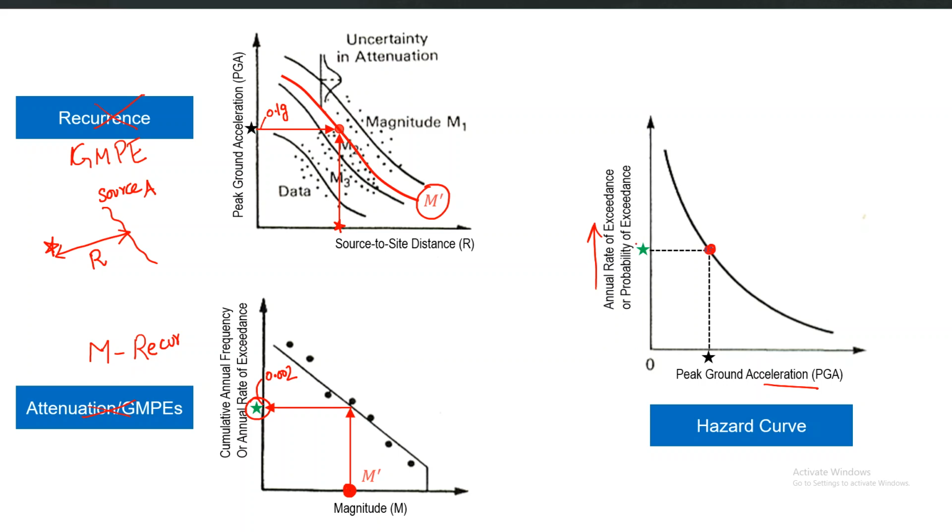So this number can be 0.002. Obviously this can be converted into probability of exceedance also, but you can also keep it as the annual rate of exceedance, or cumulative annual frequency, which is the same thing. So this point here will be 0.1 G and this will be 0.002. So you will get 1 point on this curve.